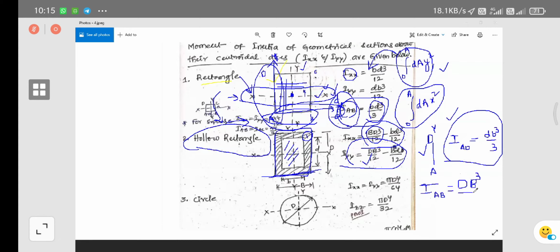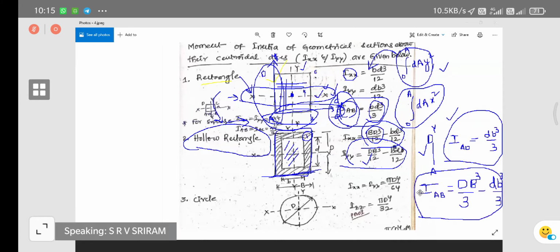So from this larger rectangle's moment of inertia, you subtract the smaller rectangle's moment of inertia, that is db³ by 3. Is it okay?